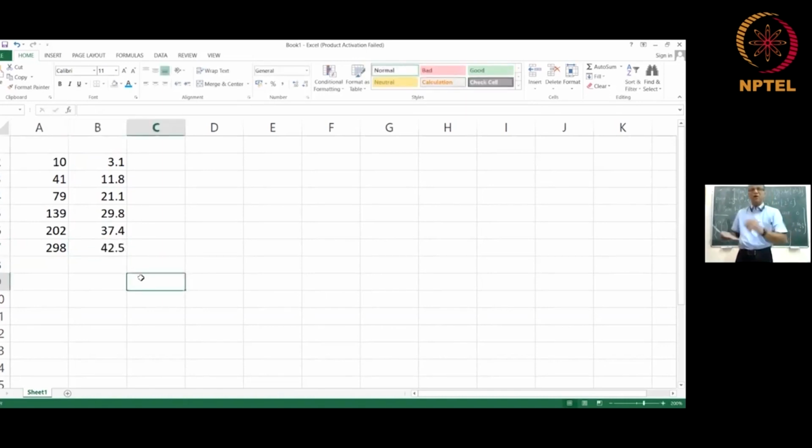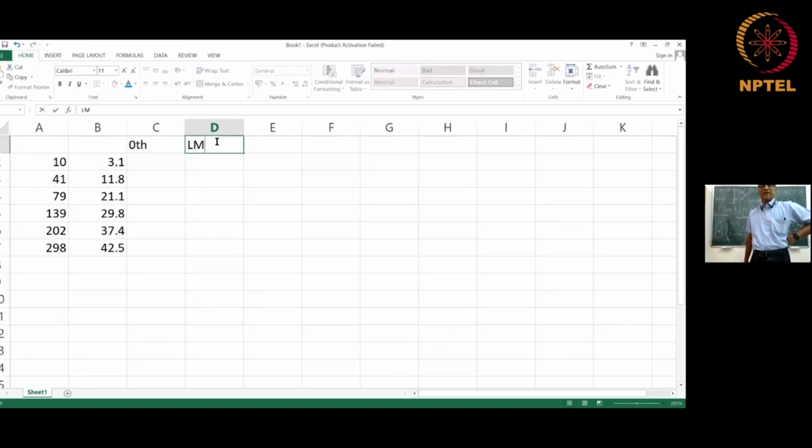Okay. Now for the C column, just put a header: write the word Z. For the D column heading, put LMA. Okay. Just come down to C2.